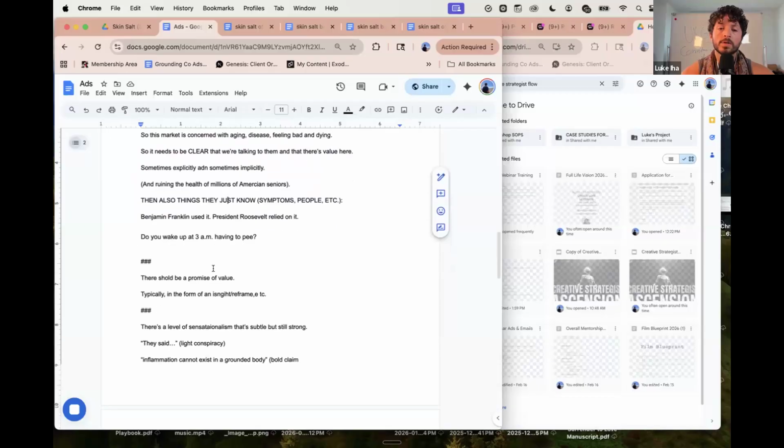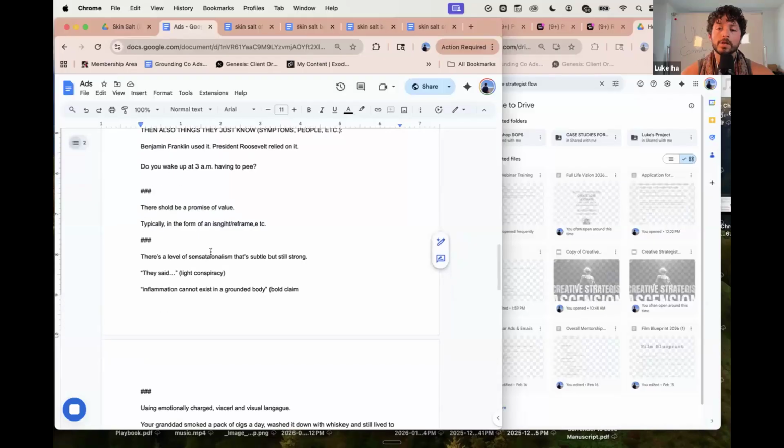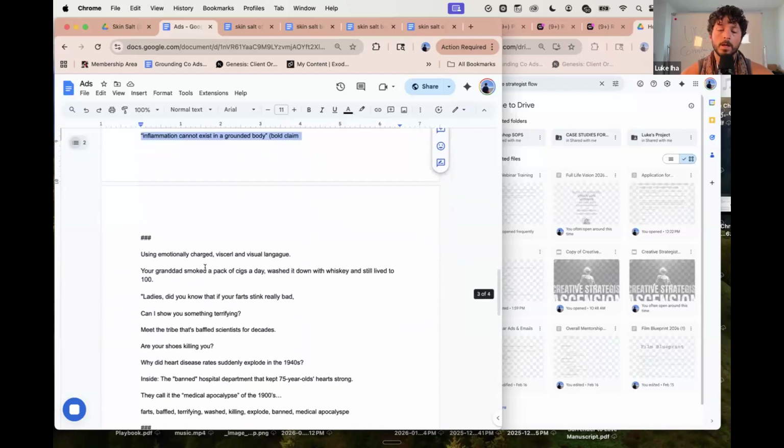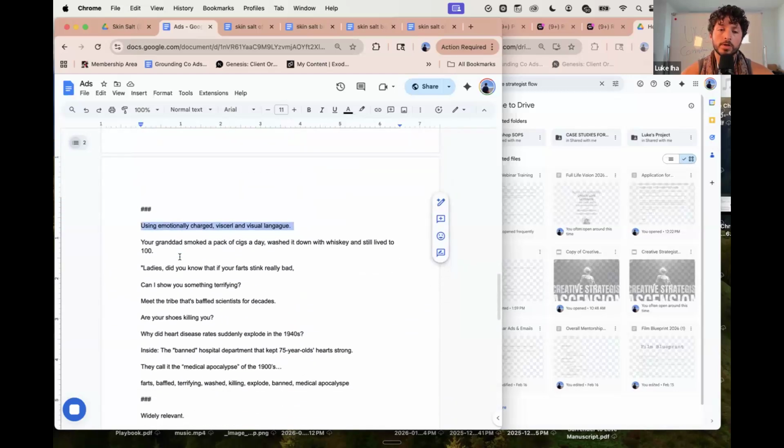There should be a promise of value, typically in the form of an insight or a reframe. There's a level of sensationalism that's subtle but still strong. Like they said, inflammation cannot exist in a grounded body. Bold claim. Use an emotionally charged, visceral, and visual language.